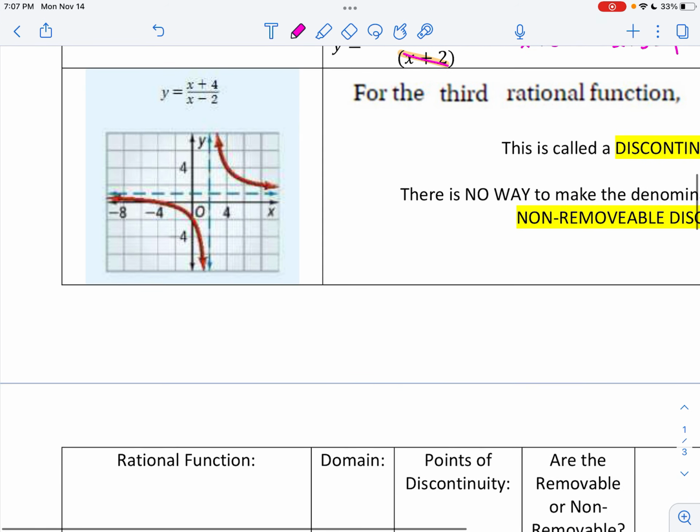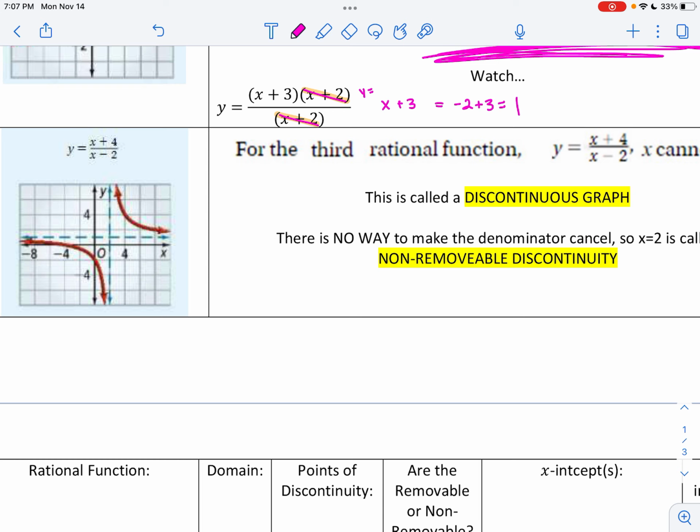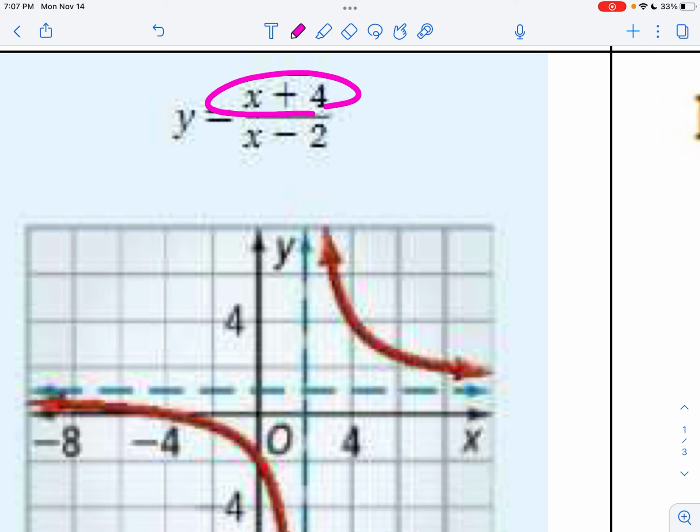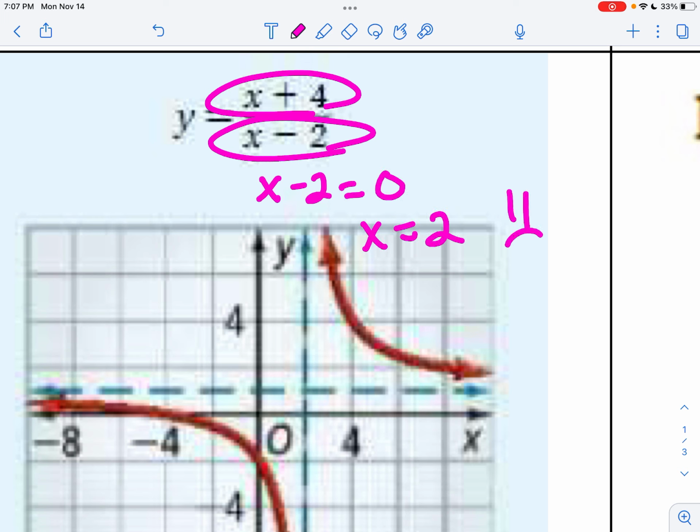This one is not going to have removable discontinuity. That's why it says non-removable there. Now let's talk about why this one has it. It's definitely a rational function because it has an expression over an expression. And the denominator I can solve, right? I can make it 0, and I can say x is 2, and that's no good.